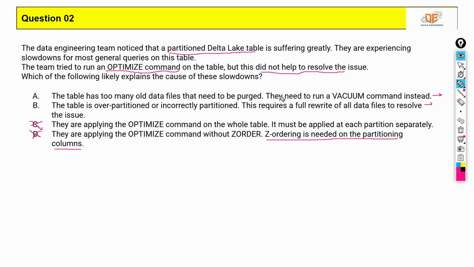Now amongst the two, let's see. The vacuum command we can consider, but if we think about these two options, this one looks good, because the table can be over-partitioned or incorrectly partitioned. Like if the table is small and so many files are there, and we have partitioned it by one ID, we are getting multiple files. That means we have done the wrong partitioning. So here the option is going to be B.